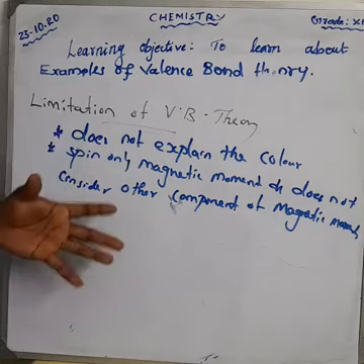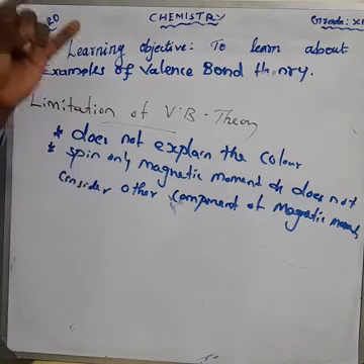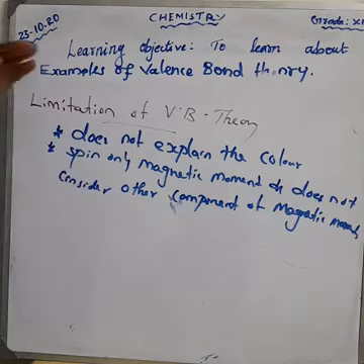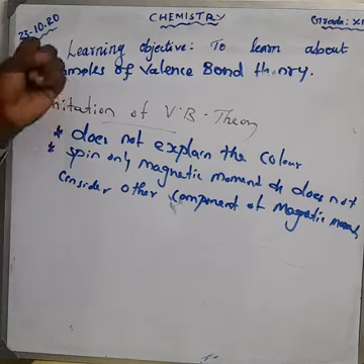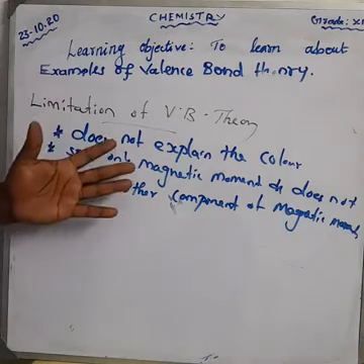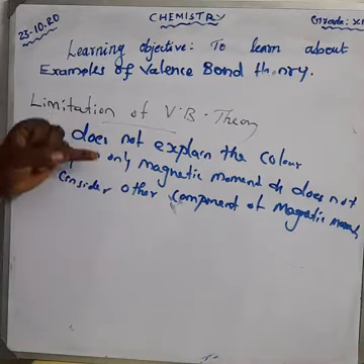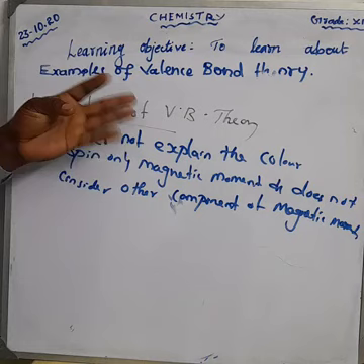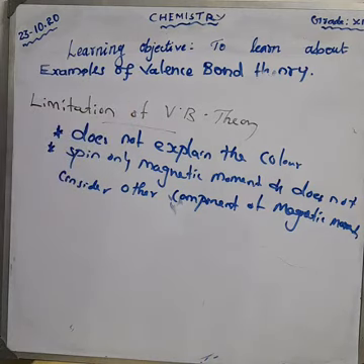For example, one is diamagnetic and another is paramagnetic. Fe(CN)6 is diamagnetic because all electrons are paired there. And FeF6 is paramagnetic, with some unpaired electrons, so it is high spin. So there are three limitations.